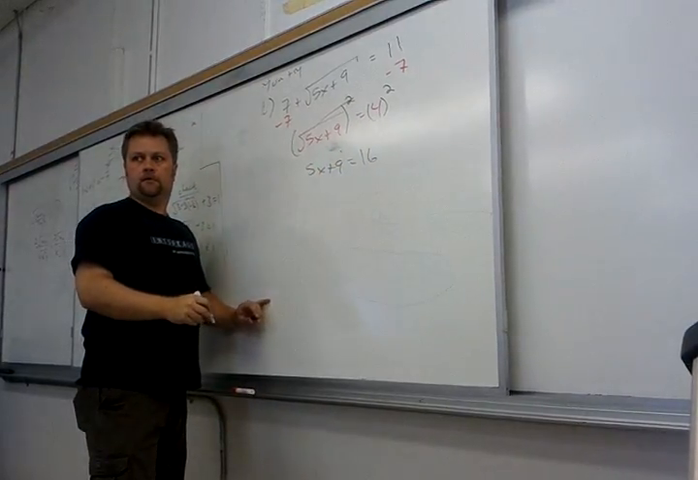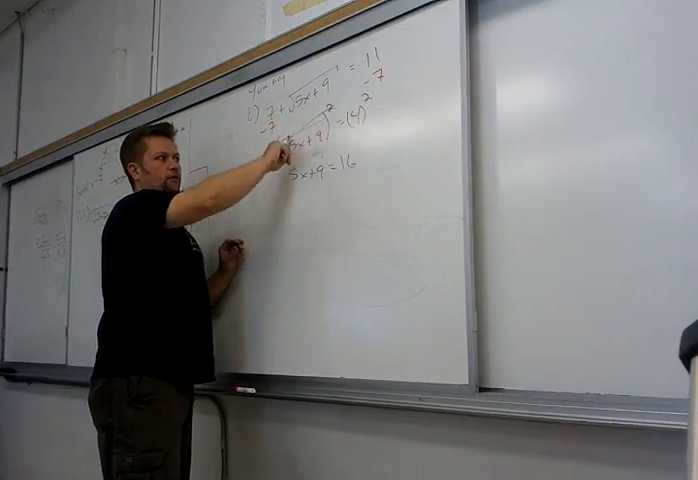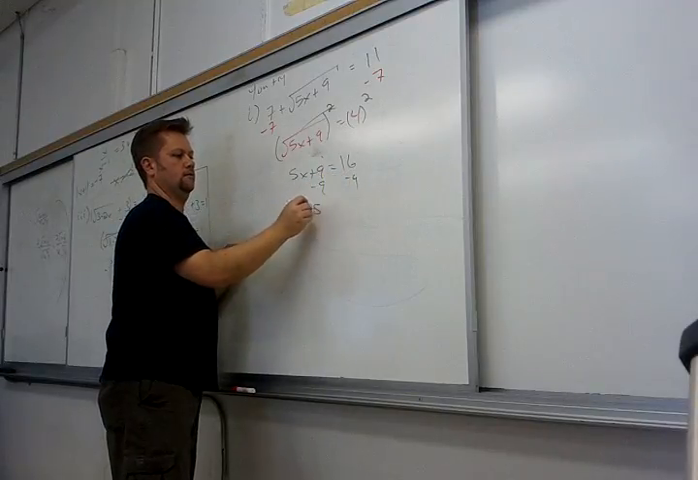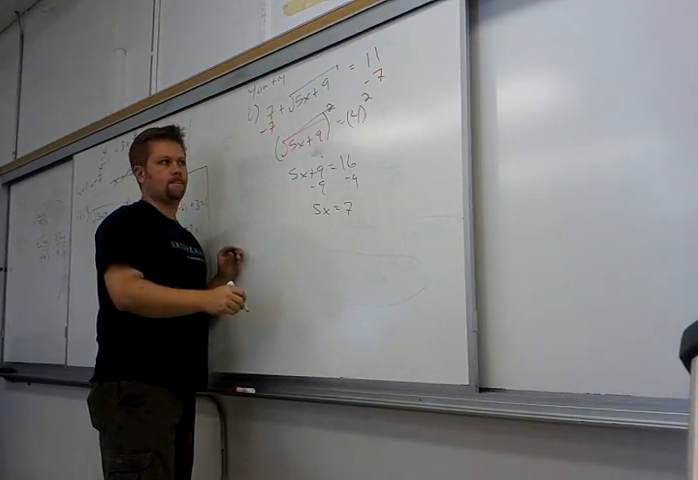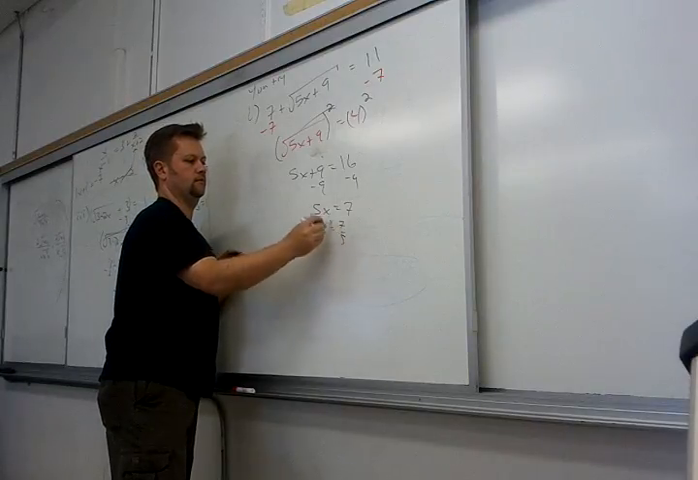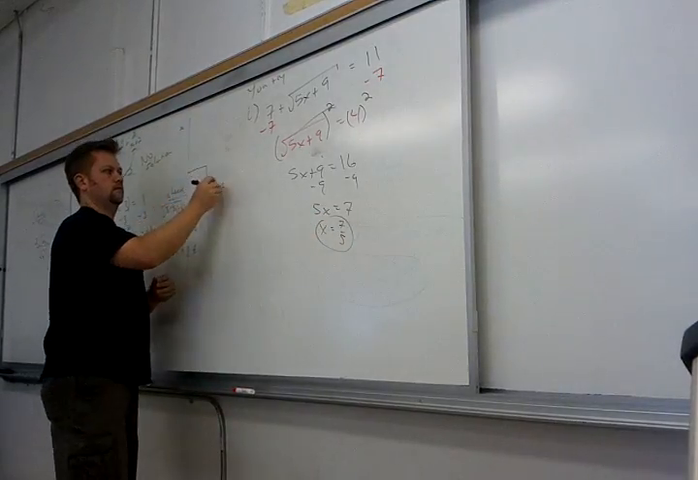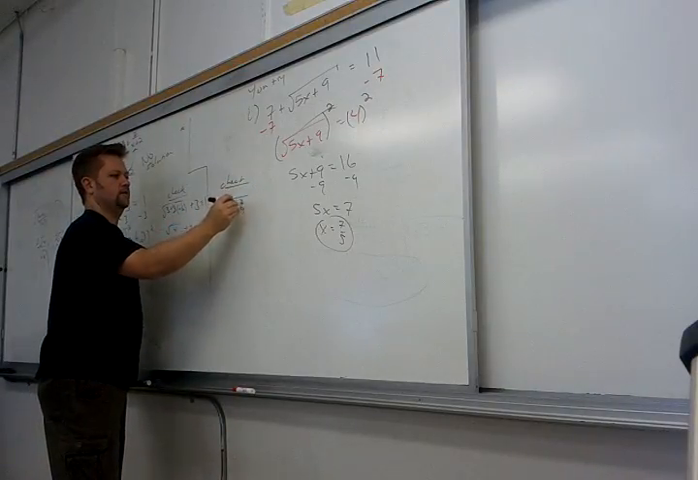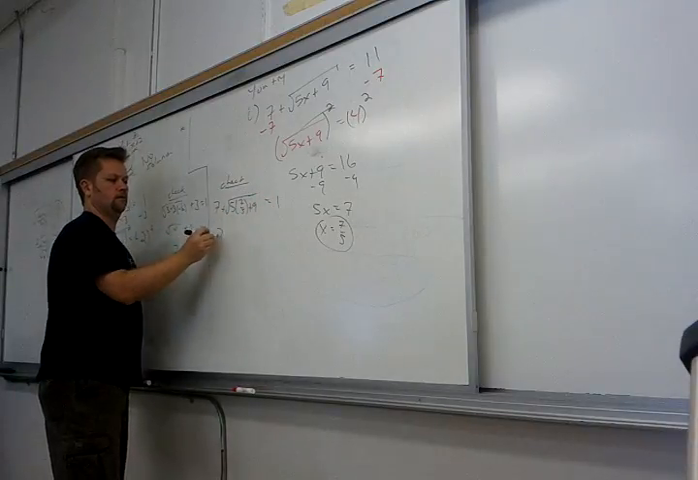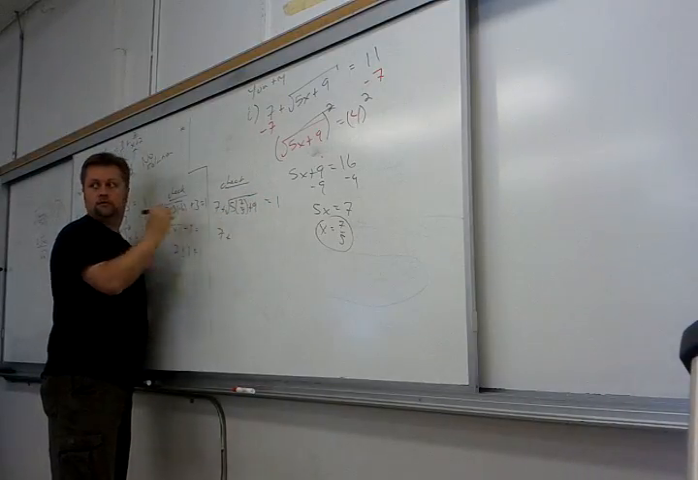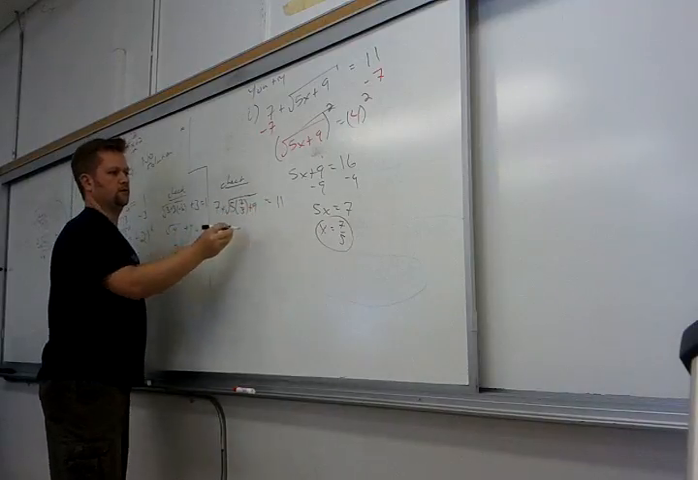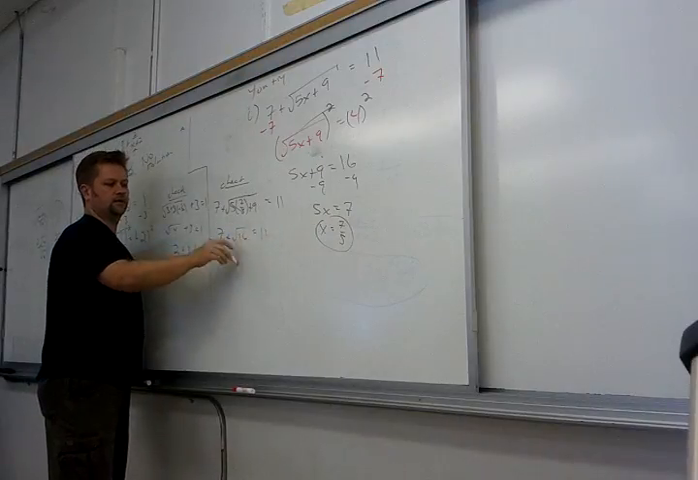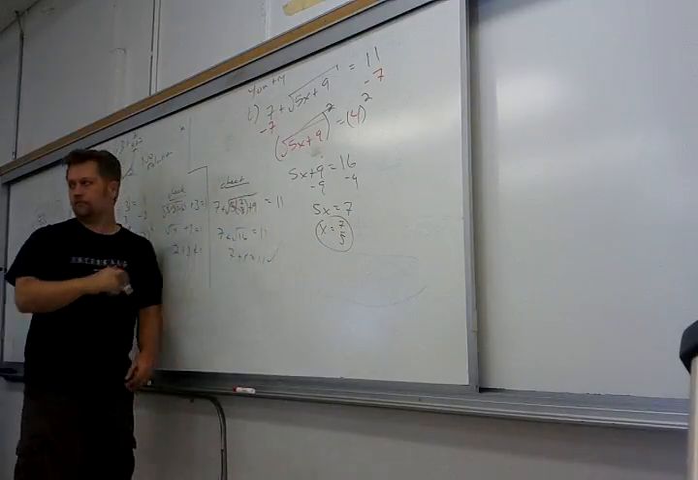You square, so you get rid of the square root. What kills a radical? Square. Square root, a square. Do the same thing to both sides. Now subtract 9. Equals 7 over 5, so x is 7/5. Does it check? So let's see, 5 times 7/5 plus 9, that's supposed to equal 11. What's 5 times 7/5? 7. 7 plus 9 is 16. Square root of 16 is 4, and that checks.